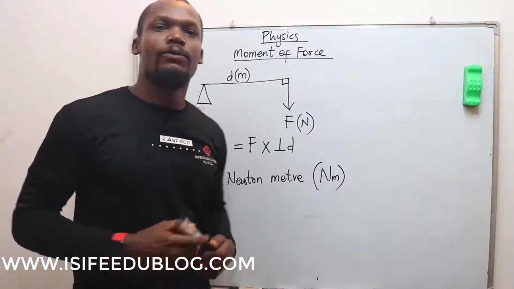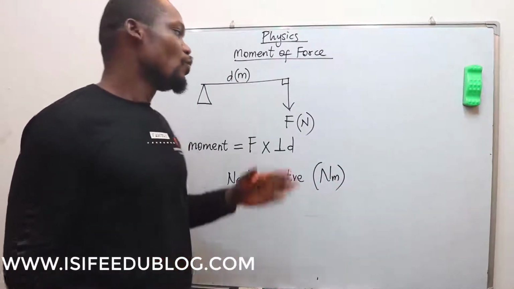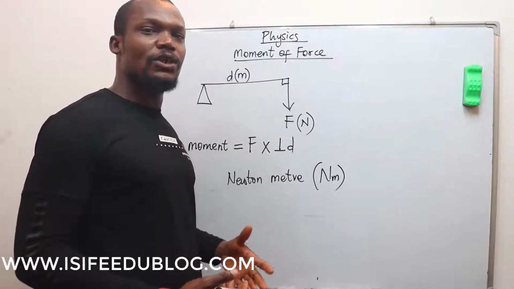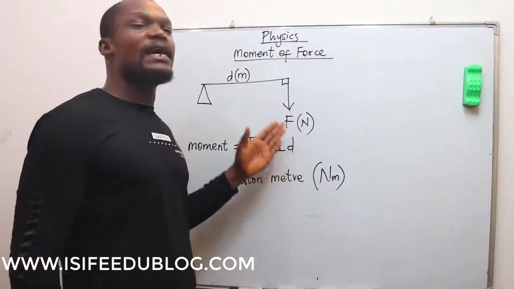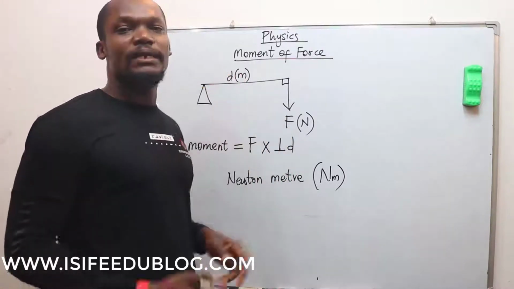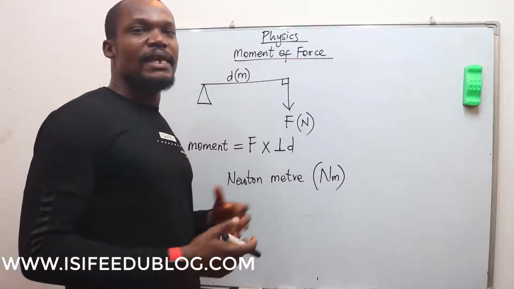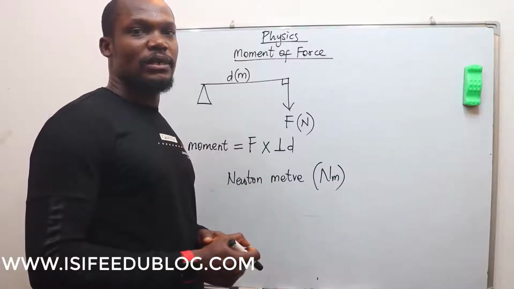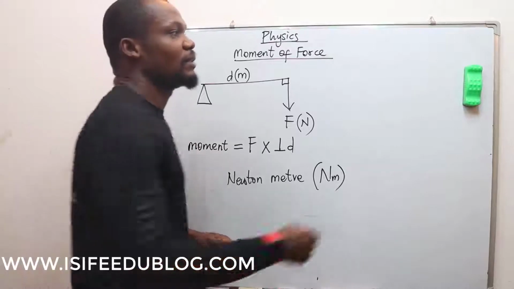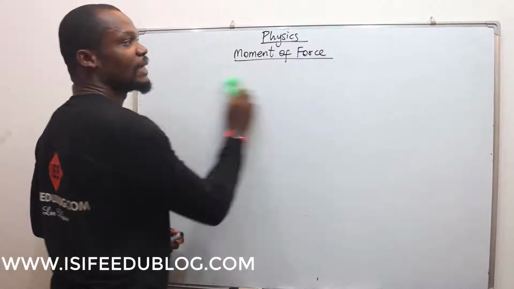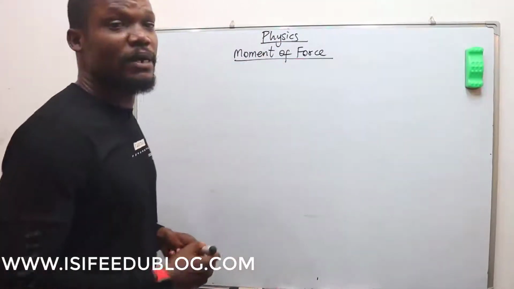That is how simple moment of a force is. When you are given the force and you're given the distance, and you're asked to find the moment of the force, you simply multiply the force and the perpendicular distance. But you have to make sure that the distance is in the SI unit, which is meter. Let us take a very quick question on it so that you can get exactly what we are talking about.